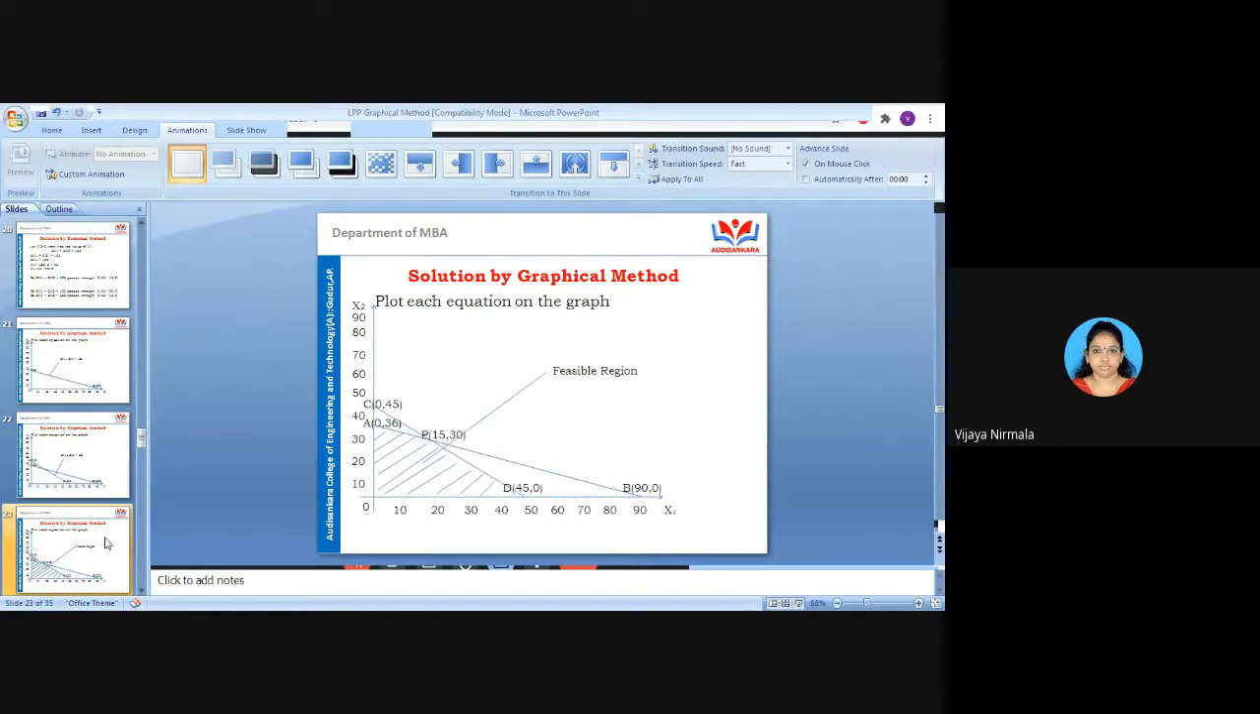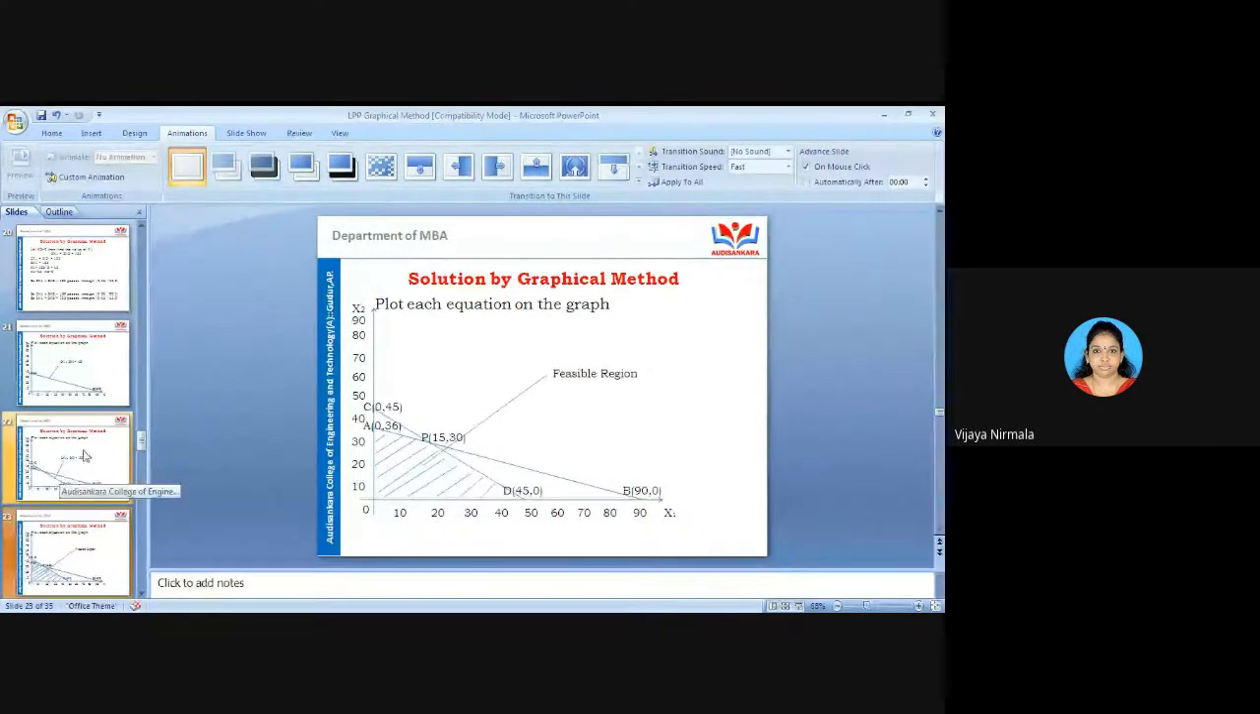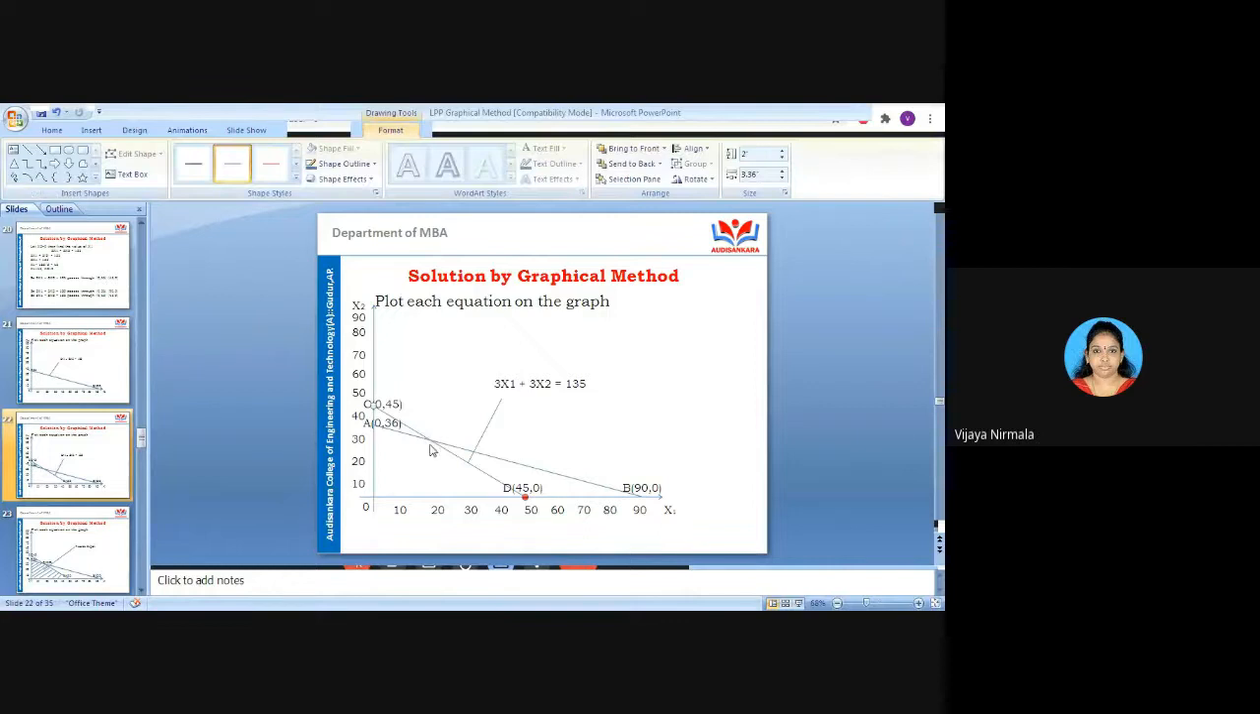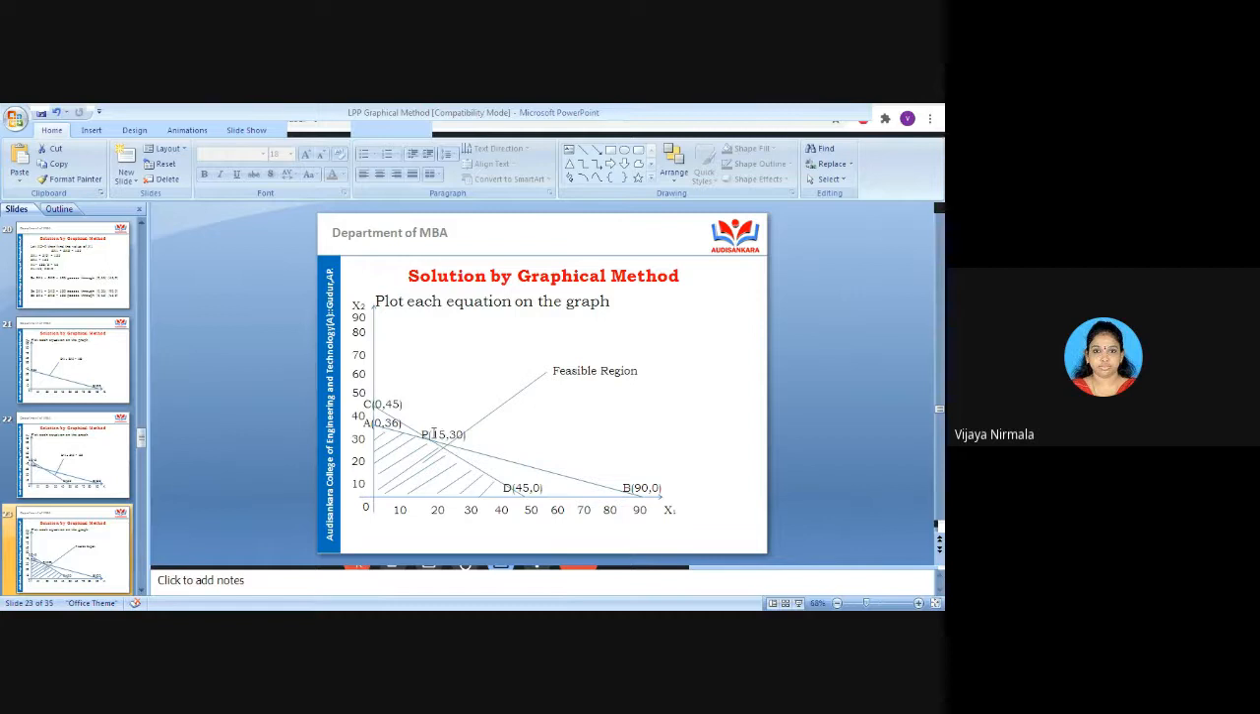And next, find the intersecting point. See here, AB and CD meet, right? There is some corner point. This is the point, right? In your graph you will get it exactly. When you put a straight line, wherever the intersection is between these two equations, let it be P. You can make it R also, P, Q, any value. Let the intersecting point be P and identify the value.